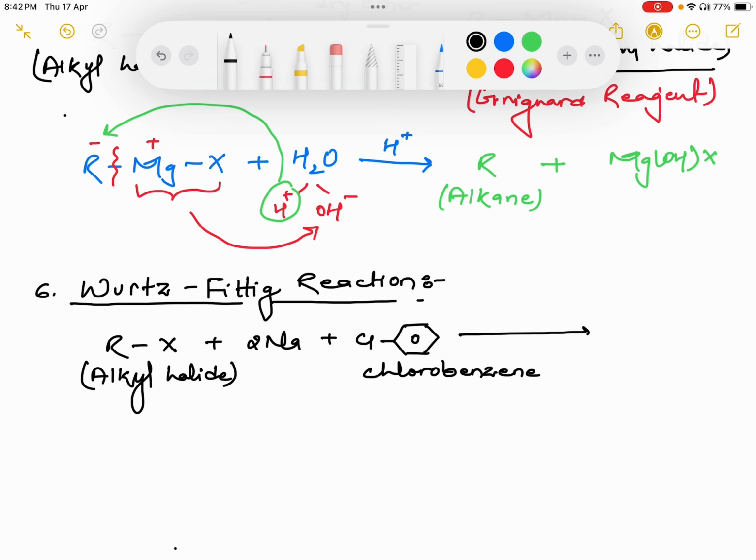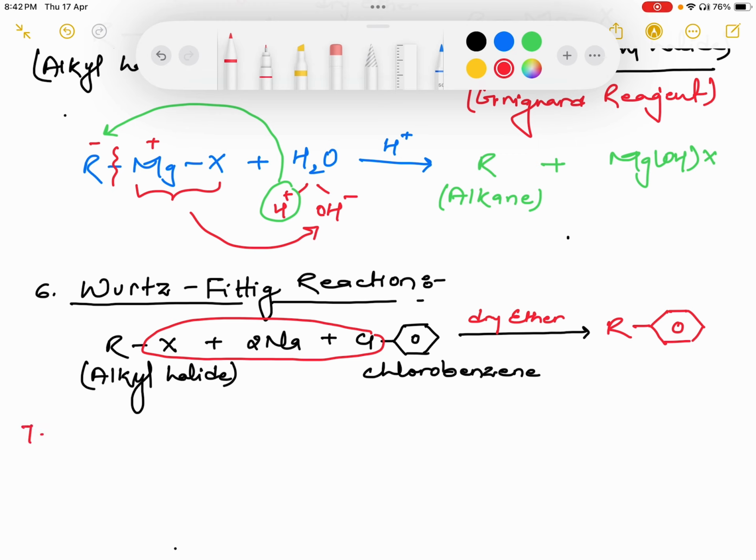And this is being treated in the presence of, you already know, dry ether. What will exactly happen? This halide group and this Cl will be taken away by the Na, and there will be the formation of R being attached with the benzene ring. So this is what we call Wurtz-Fittig reaction.